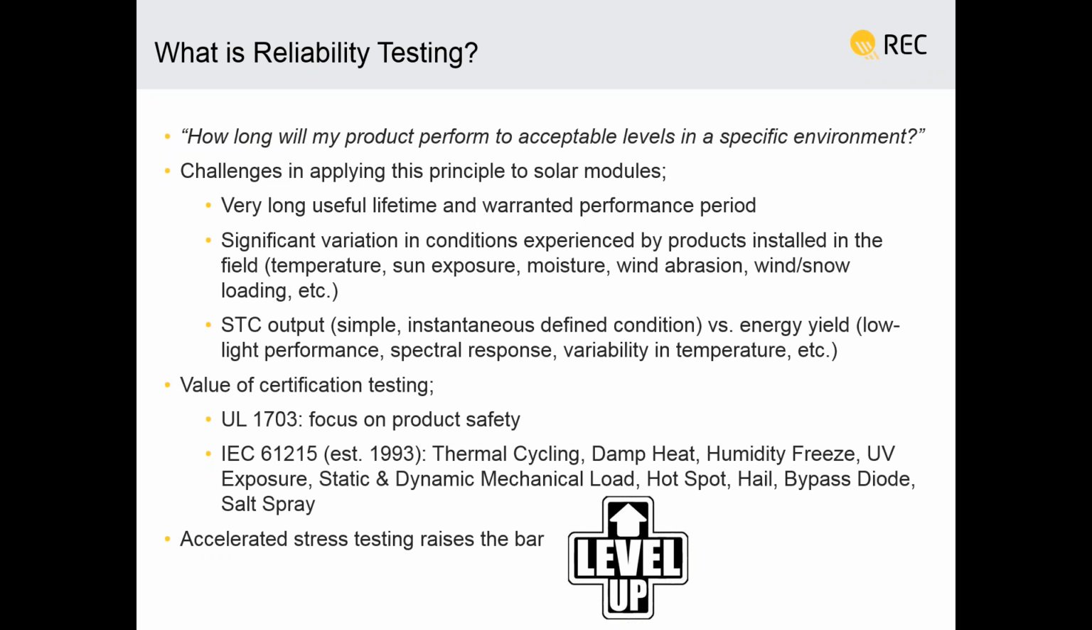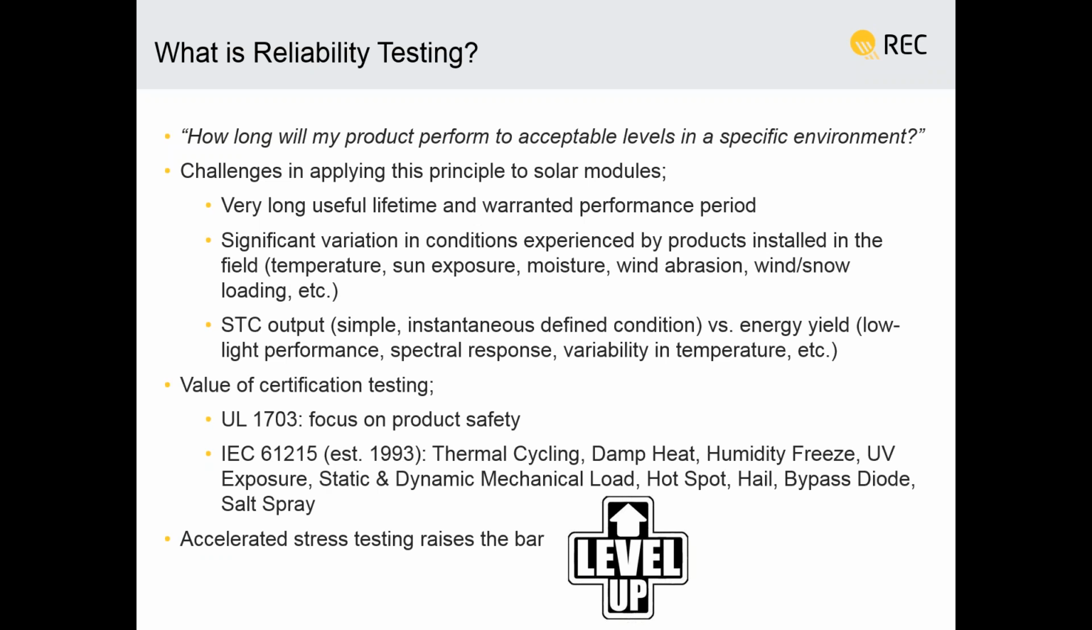That would be how it produces in low light, meaning not 1,000 watts per square meter, but maybe 800, 600, 400, 200. Very important. Spectral response is how it responds to different spectrum of light, which again, with diffuse light, with different sun exposure, different sun angles, this all matters quite a bit. Definitely variability in temperature, all those other things, that's a challenge.